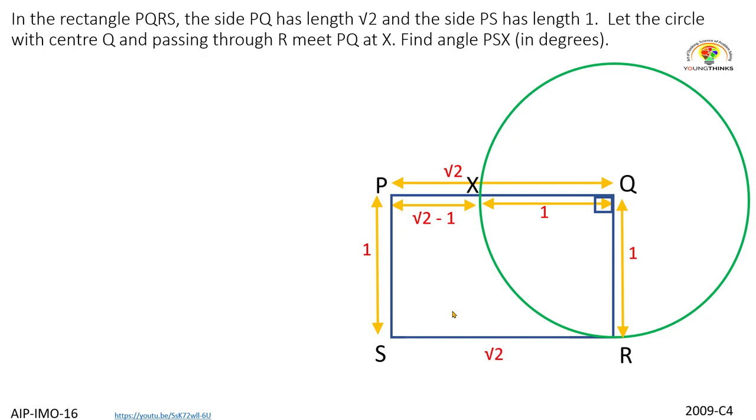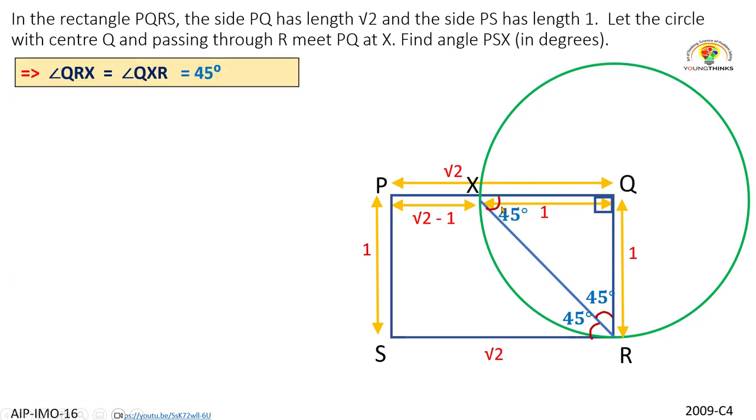Okay. So now if I make a triangle here, connect the X and R, what kind of triangle do you get? A 90 degree angle and these two sides being equal. It's a right angle isosceles triangle with 45, 45 and 90 degrees. So this is 45. This is also 45 and you get a 45 here as well. So all these angles are 45 degrees each.